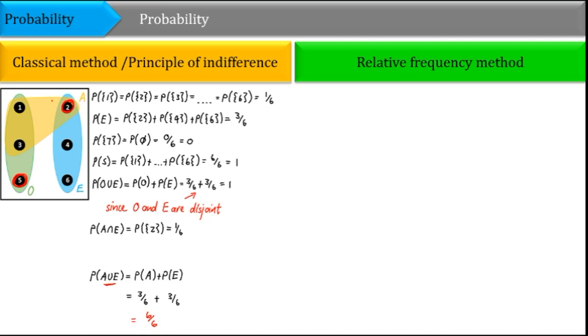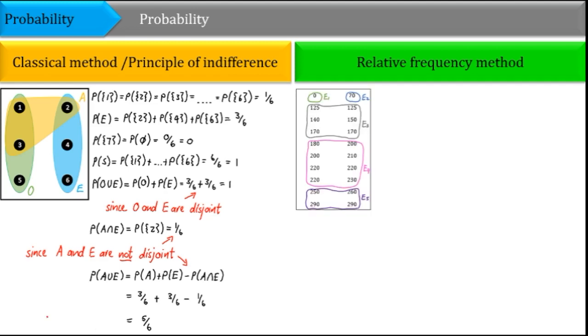Outcome 2 is part of event A. So over here, this 3 represents outcomes 1 and 3 and outcome 2. And this 3 over here represents outcomes 4 and 6 and outcome 2 as well. So outcome 2 is being added twice. So we can't have that. So we need to subtract the outcome 2, which is 1 over 6, so that we don't duplicate it. And that is indicated here, right? A and E are not disjoint, so that's why we need to subtract this. And that will give us 5 over 6.